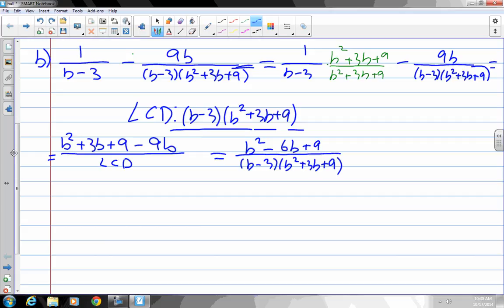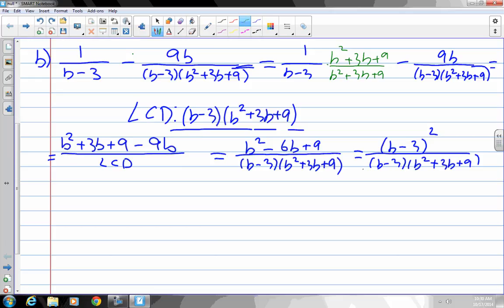Are we done, or can I do something else? Factor the top. How would you factor the top? Right, so b minus 3 squared. That's a perfect square trinomial over b minus 3 times b squared plus 3b plus 9, so I can reduce by a factor of b minus 3.